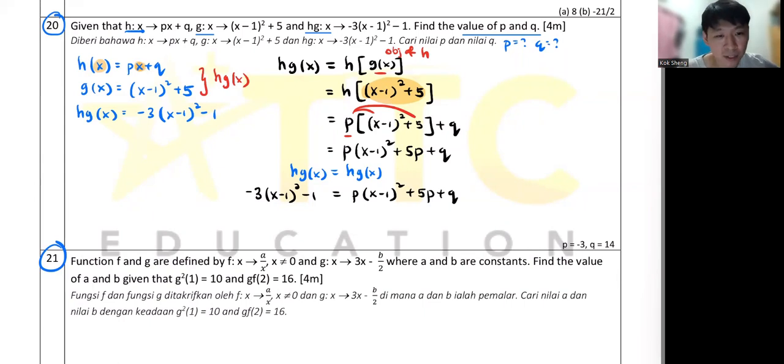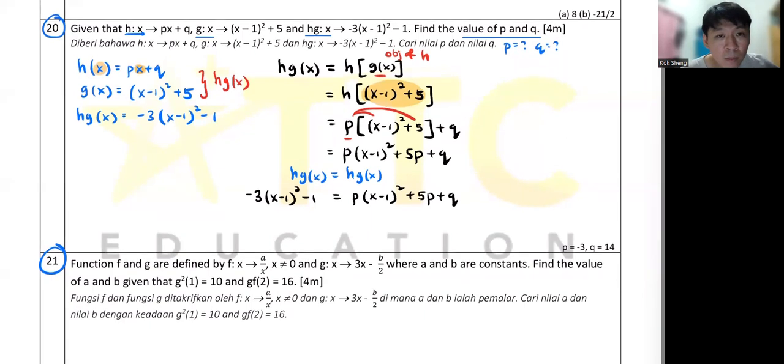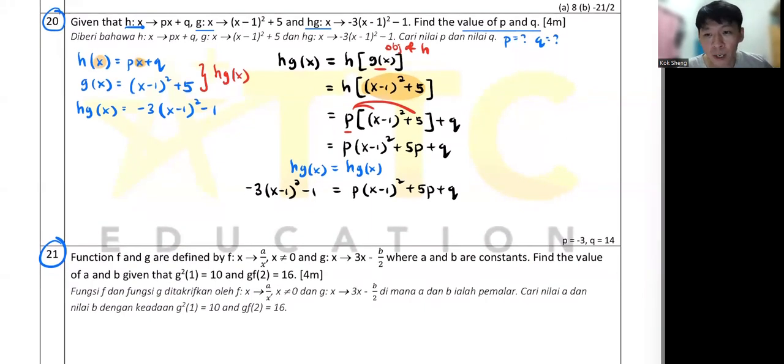Wow, a lot of things here. So after both equal already, the next thing here, no need to expand again. No need to expand the bracket. No need to bring over anything. No need to simplify. We are going for comparison.